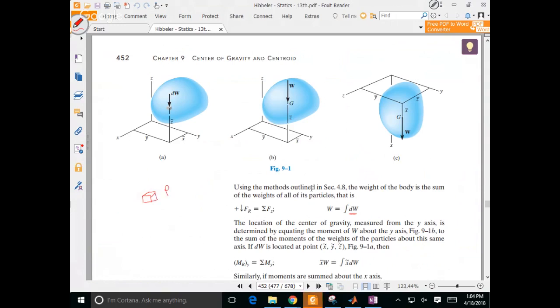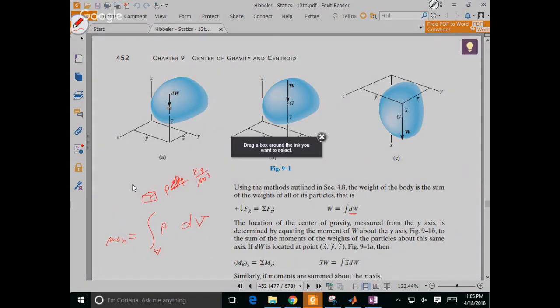So if the density is something like so many slugs, or maybe I should use kilograms per meter cubed, you multiply that times rho times d volume, integrating over the volume. Well, in that particular case you're finding nothing but the mass. So it's kind of splitting hairs whether you're finding the weight or the mass or the centroid of the volume itself.